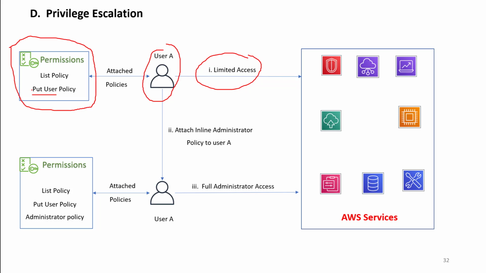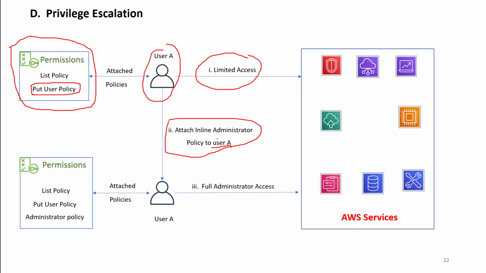privilege escalation? This put user policy seems interesting because the user can change the inline policy of any other user or himself. In this case, suppose this user embedded an inline policy, which is an administrator policy, to this user A, because he has rights to do that using this put user policy permission.